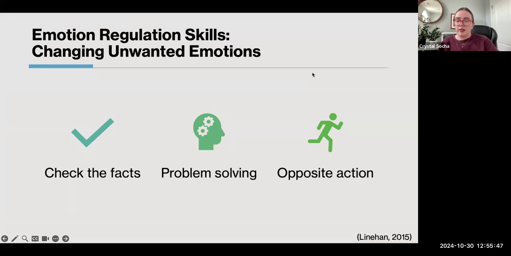So yeah, so many different ways to solve a problem. And when we want to help people change those unwanted emotions, we can help people check the facts. So we can make sure that the facts are true, that we have evidence to support those facts. We can problem solve if that's a possibility. And if our feelings don't fit the facts, we can act opposite.